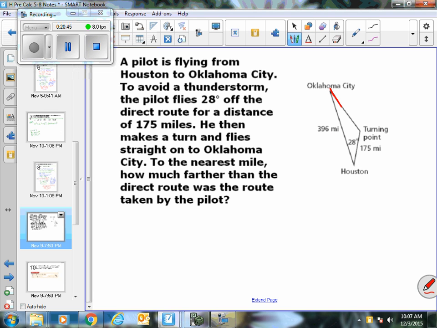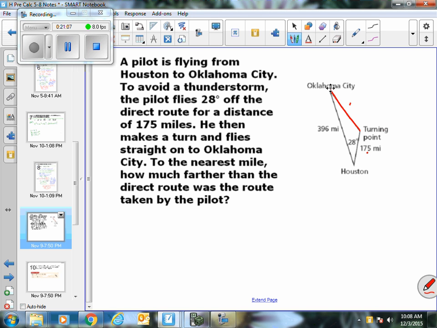All right, so what you really need is this. We need the distance from the turning point to Oklahoma City. Once I have that, I can figure out the total miles that they flew, so the 175 and this. And then to figure out how many more miles that is, I would take the total of those two sides and subtract that 396, to see how many more they'd have to fly.